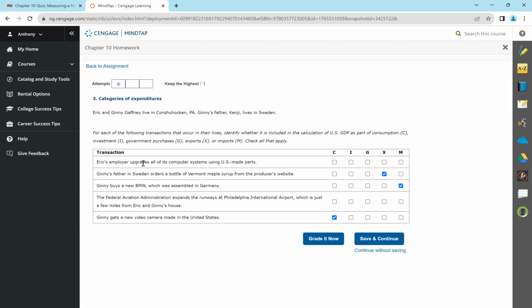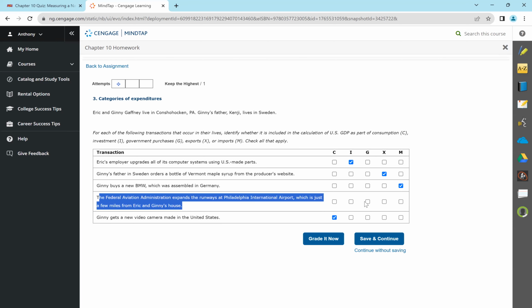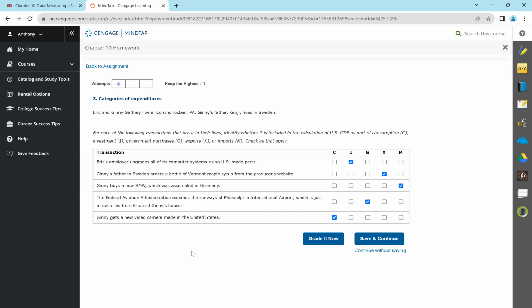Eric, employer upgrades all of its computer system using US made parts. So that's like investment. That's like you're putting your money back into your company. And then whenever you see something with the federal or government, that's almost always G, government.